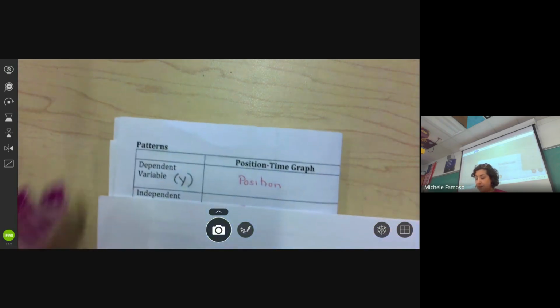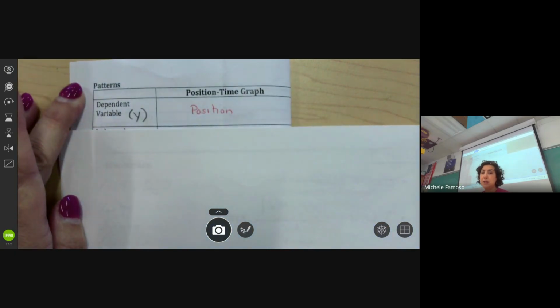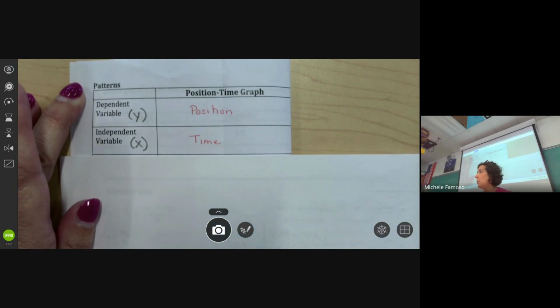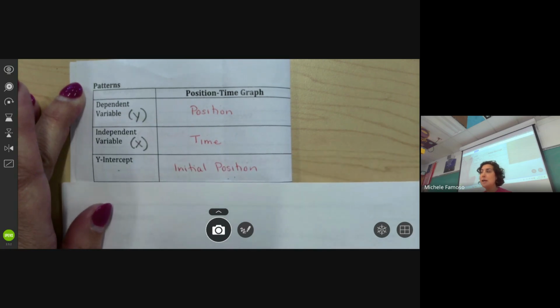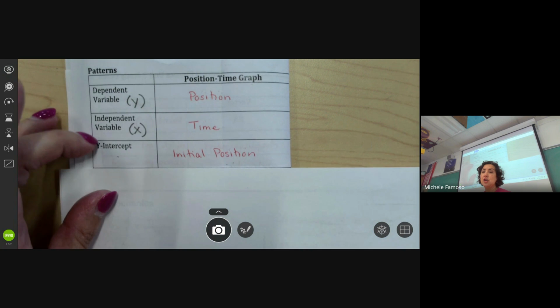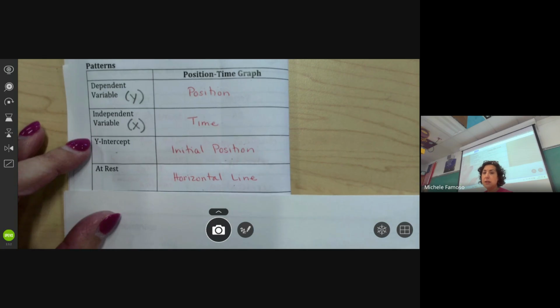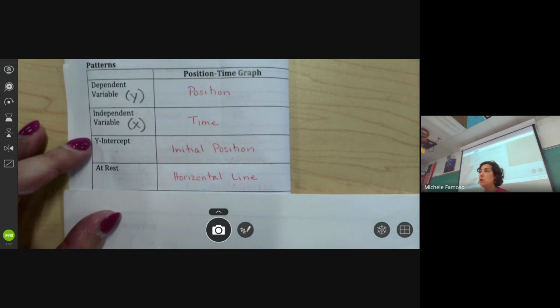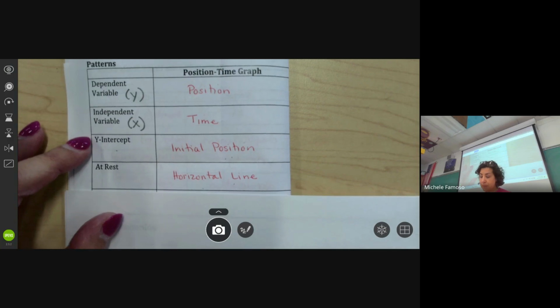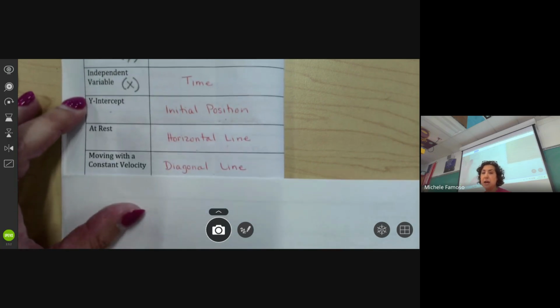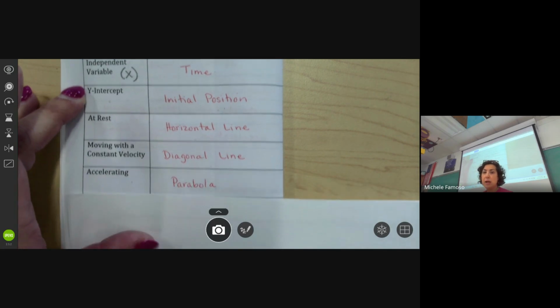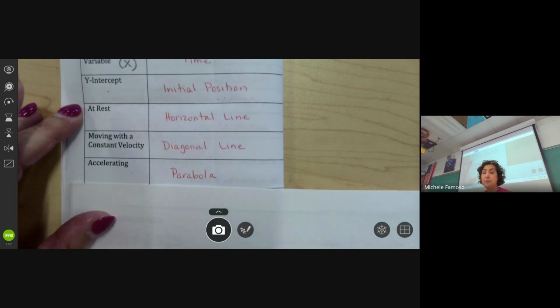Let's start with just the position time graph column, okay? We're going to go down the column for position time graphs. The dependent variable is position. The independent variable is time. The y-intercept refers to the initial position of the object. When you are at rest, you're going to see a horizontal line on your position time graph. When you're moving with a constant velocity, you're going to see a diagonal line. When you are accelerating, you're going to see a parabola.